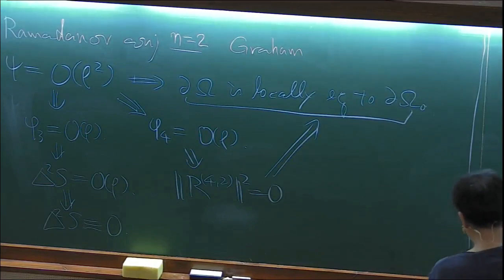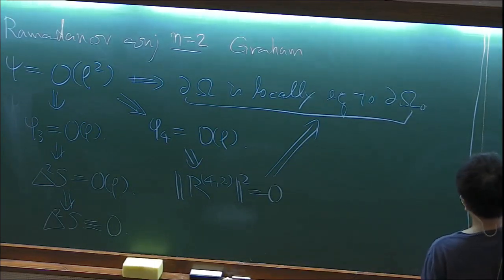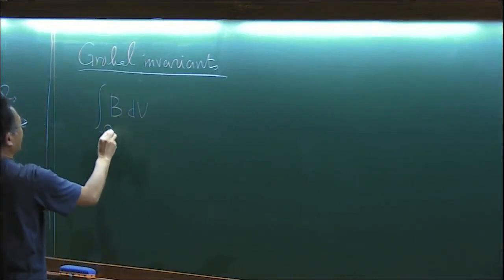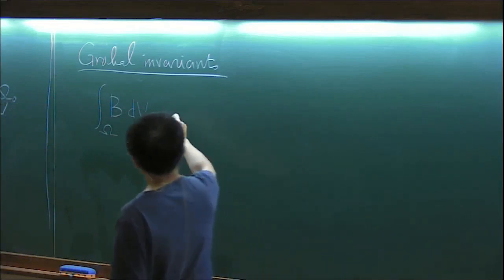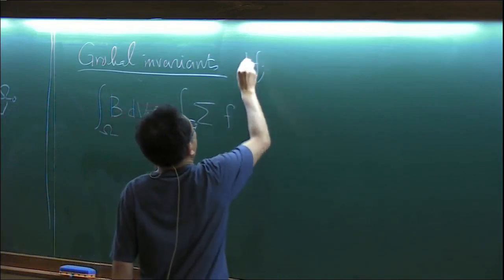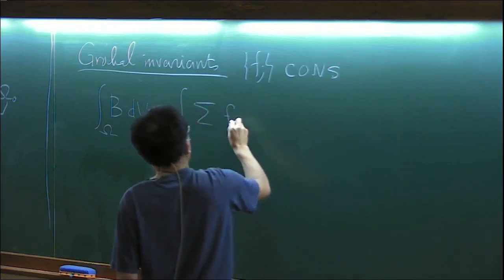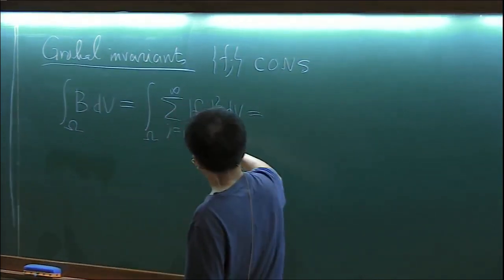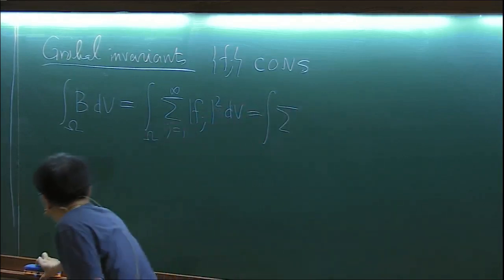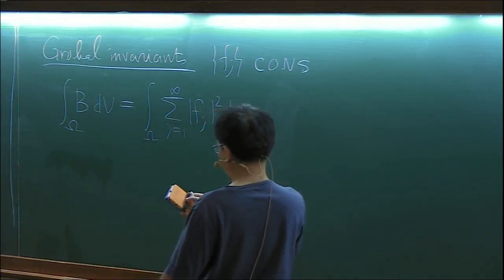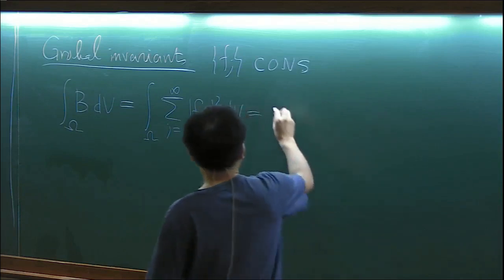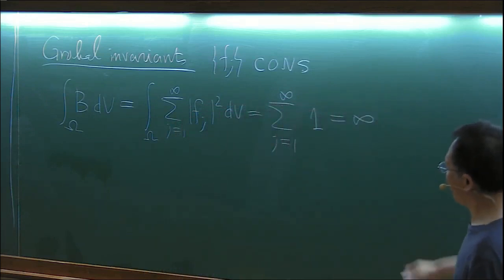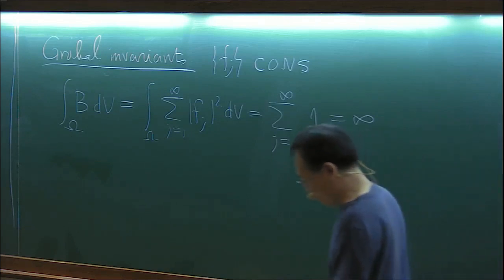Okay, so the first observation is to compute the volume of the domain. So consider the Bergman kernel, this Lebesgue measure, and try to integrate this. Then F_j is a complete orthonormal system, sum over j equals 1 to infinity, of |F_j|^2 over omega dV. But orthonormal means this is 1. So you have the sum of 1 for j equals 1 to infinity. So this is counting the dimension of a Hilbert space. That's infinity in this setting. So the answer is trivially infinity.